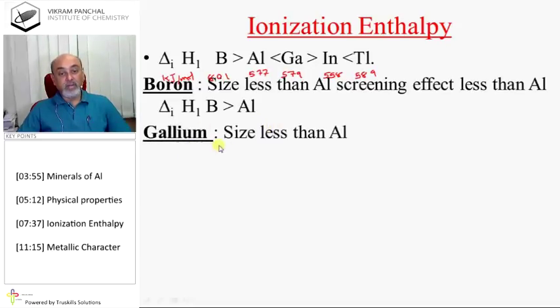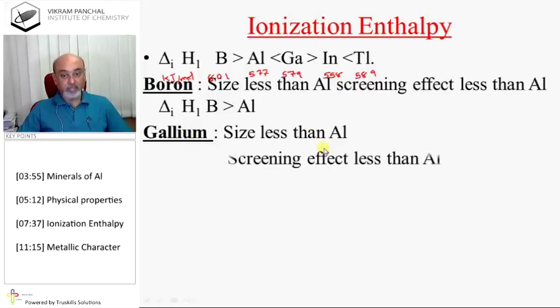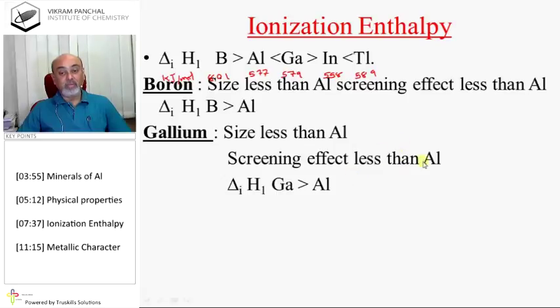Now we compare aluminium and gallium. So here gallium has a size less than aluminium. The screening effect is less than aluminium. Therefore, gallium has more attraction of the nucleus than aluminium. Therefore, the ionization enthalpy of gallium is greater than that of aluminium. But not much difference.